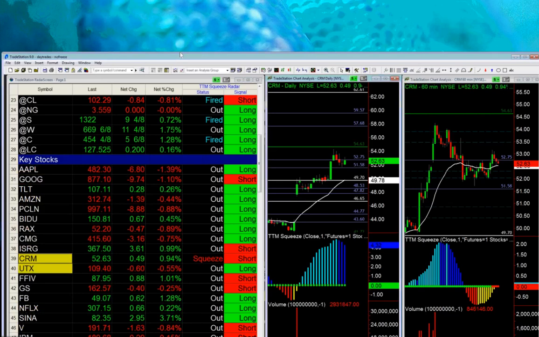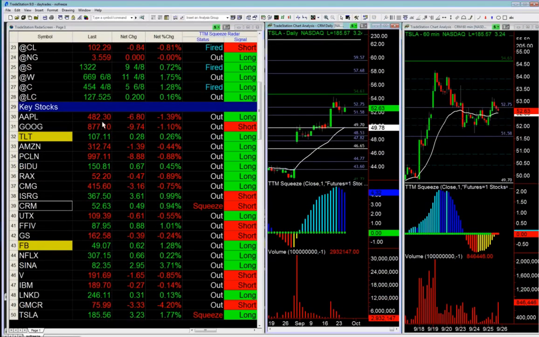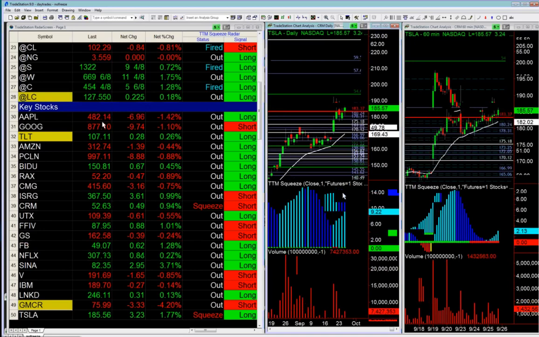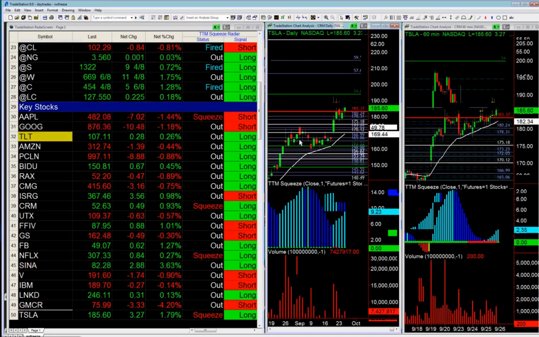Okay, what else has a squeeze? So Tesla, we've already looked at that. This to me is a picture perfect setup. Really, really like it. Daily squeeze, you've got an hourly squeeze developing within that. That looks great. Okay. Ticks right now are just kind of hovering right around flat on the day.